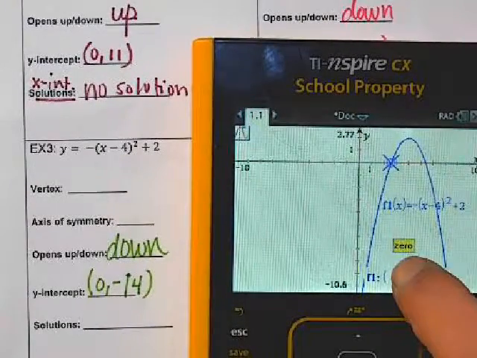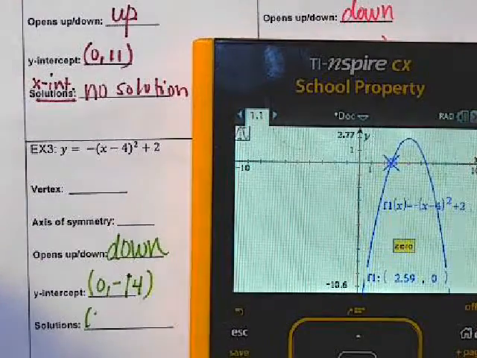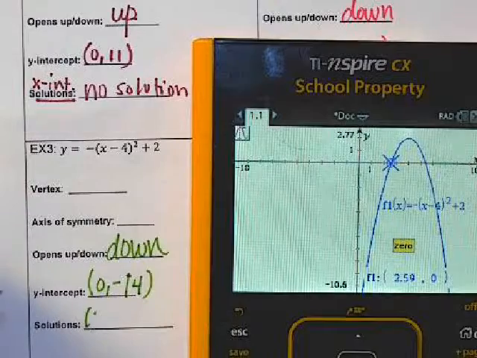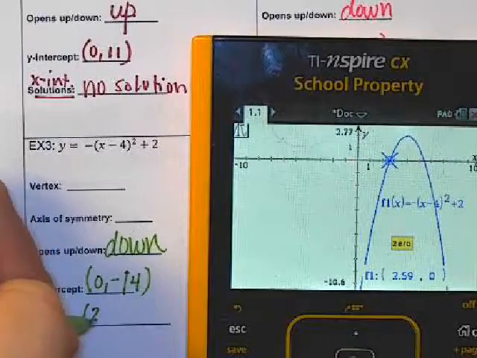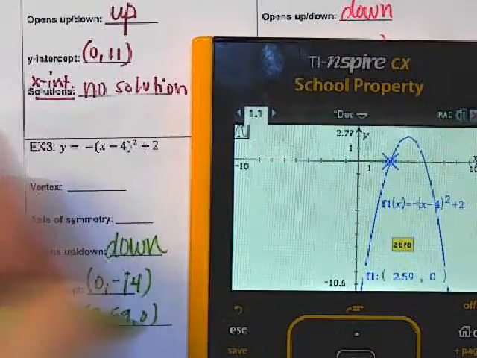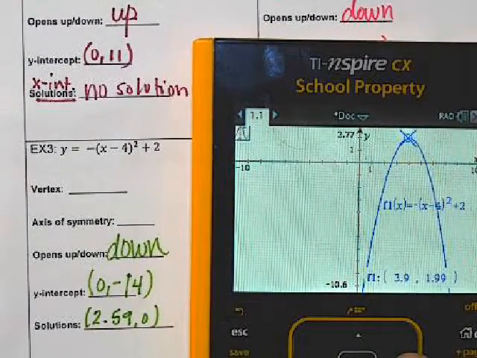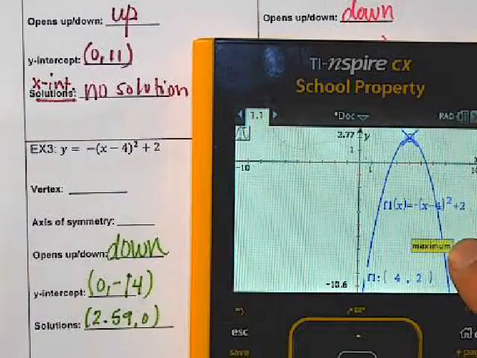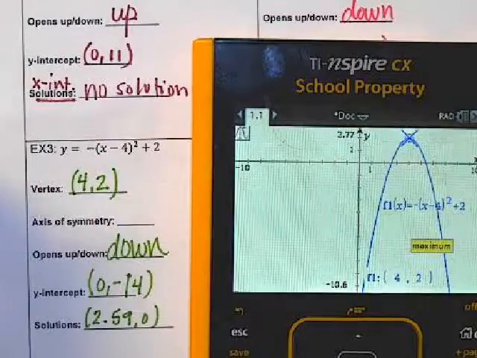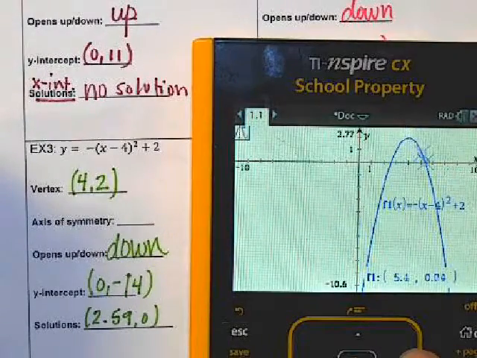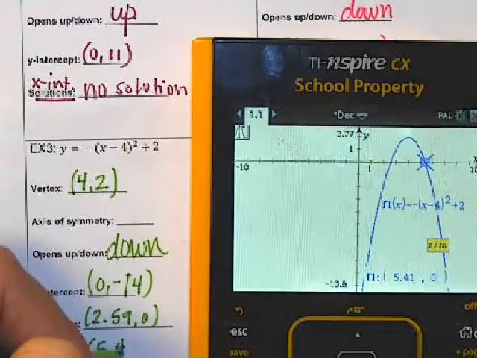All right, I hit a zero first. What does that zero mean? Zero means x-intercept. So my first solution for x-intercept is (2.59, 0). Then I keep going to the right, and my maximum pops up, which is (4, 2). And if I keep going to the right, my second zero pops up, and that is (5.41, 0).